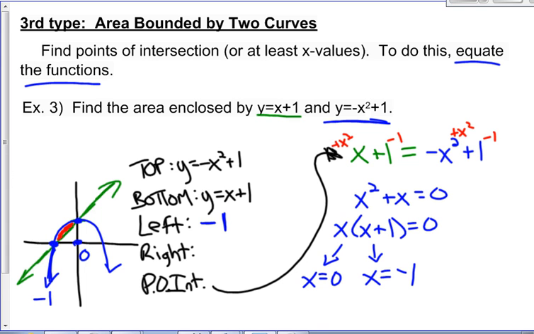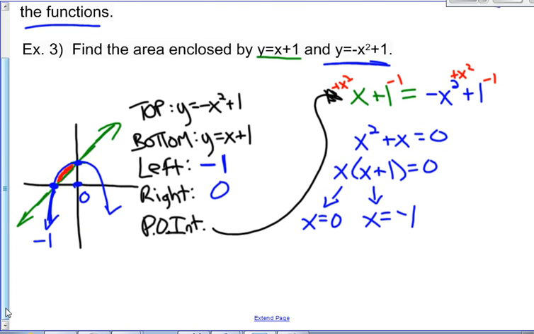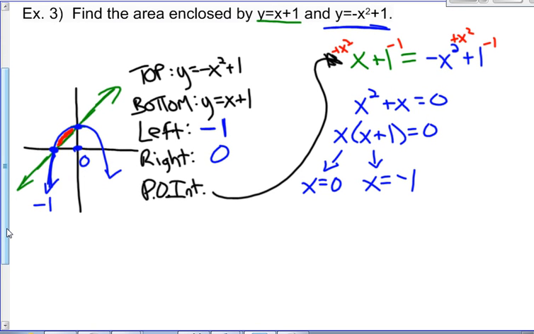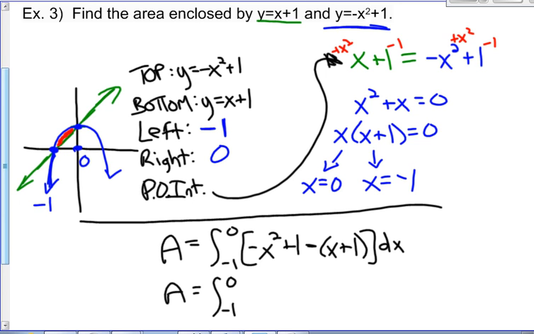So the left boundary is -1. The right boundary is 0. Once we know that, then finding that area is not going to be difficult. We do our regular stuff. We say area is the integral from the left to the right of the top minus the bottom. And just keep it going. That'll be -x squared minus x. The 1's are going to disappear.